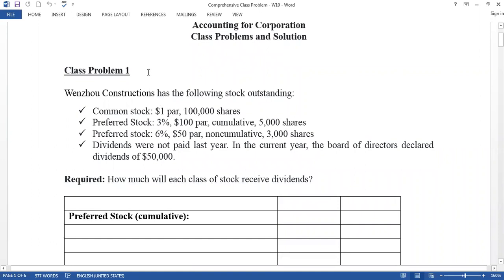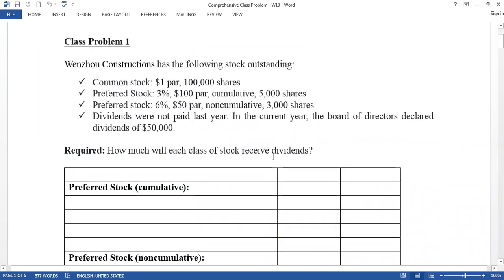So look at the first question. It is about dividend distribution. So problem 1 is about dividend distribution. Let's see the question first.